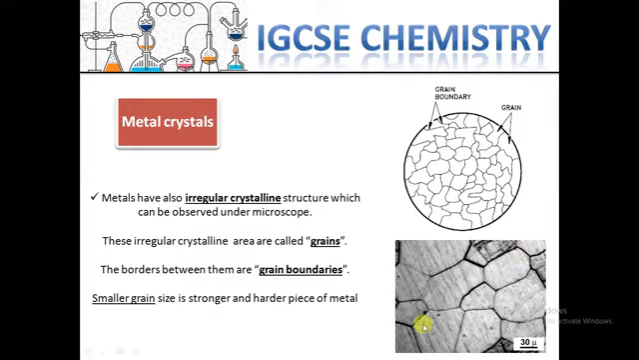Also, you can see in the real pictures there are grain boundaries between very small pieces of metal, and the smaller the grain size, the stronger and harder the piece, and it breaks down harder than the others. So here you can see we have some smaller size grains. They are stronger and harder.